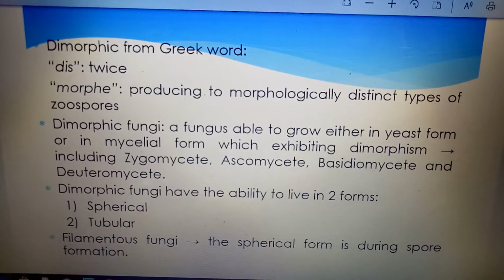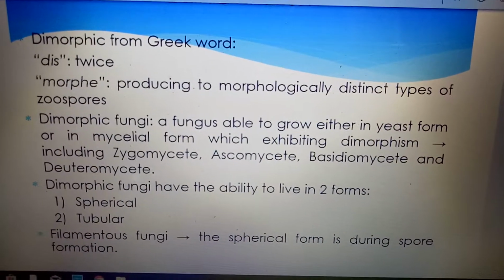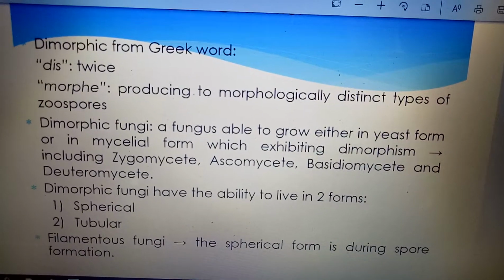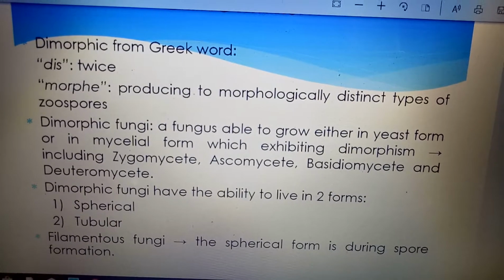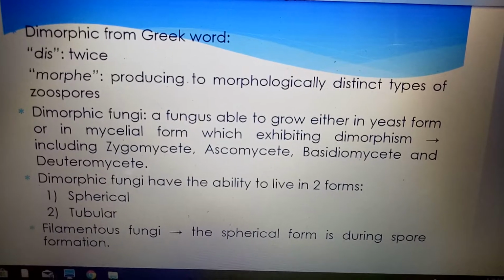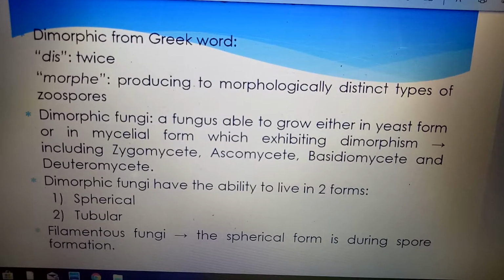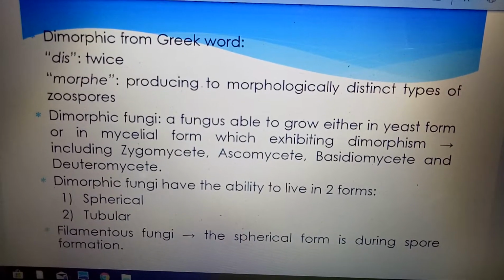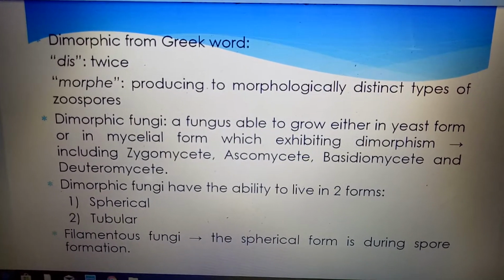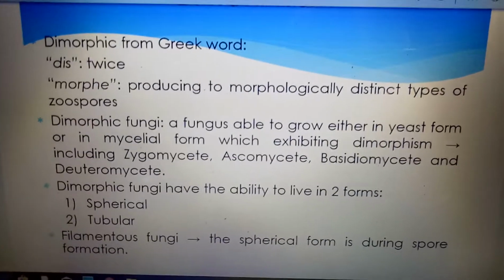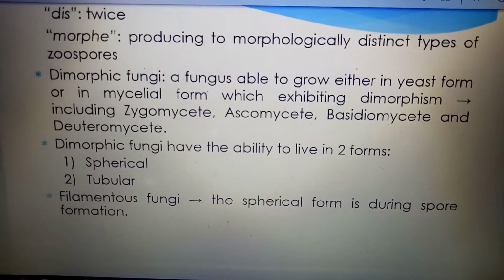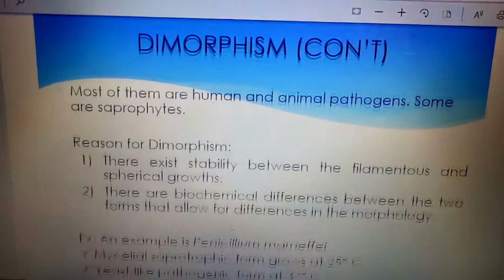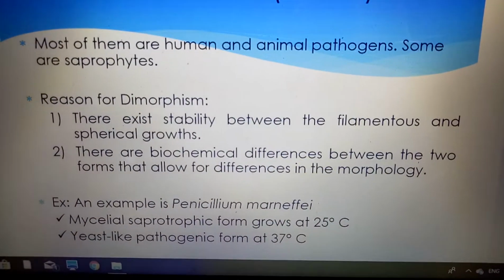Dimorphic fungi is a fungus able to grow either in yeast form or in mycelial form, exhibiting dimorphisms, including zygomycete, ascomycete, basidiomycete, and deuteromycete. Dimorphic fungi have the ability to live in two forms, which are number one, spherical form, and number two, tubular form. They are actually filamentous fungi, with the spherical form during spore formation. Most of them are human and animal pathogens.